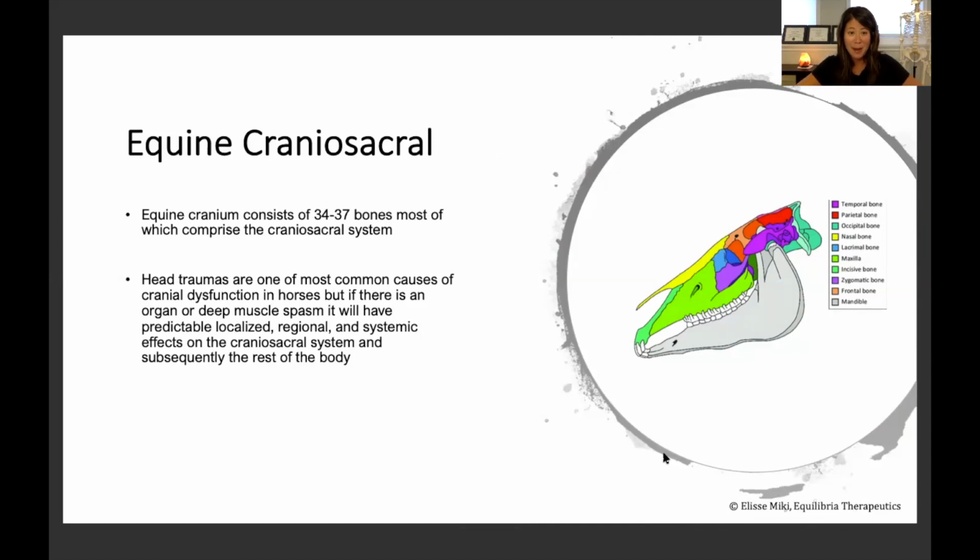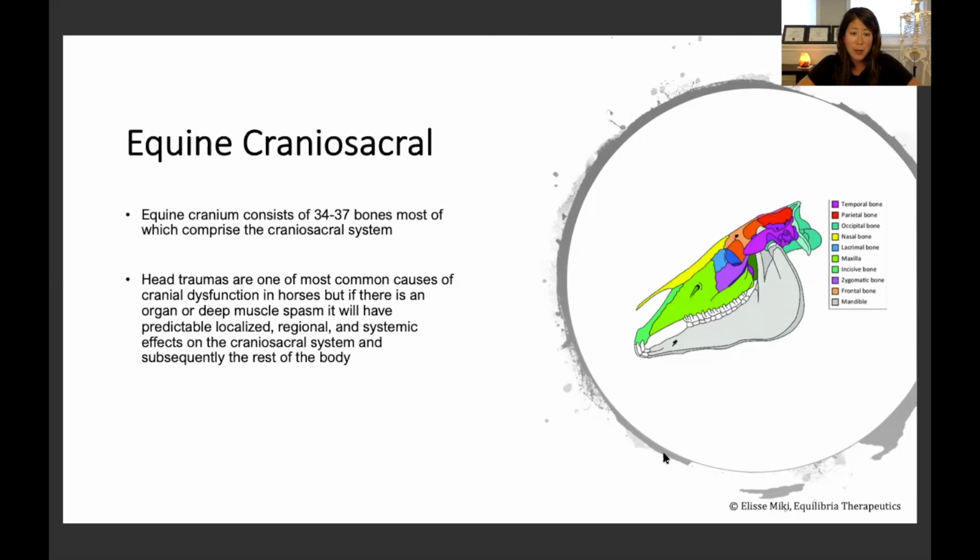Mainly for them, head traumas are the most common cause of cranial dysfunction. Because they're a horse and they're living in different types of environments, whether it be stall or paddock or even out in a herd, they are going to be more prone to these head-on injuries or pullback, tieback sort of injuries, you name it. There's lots of situations our horses can get into. So typically head trauma is the main cause of a cranial issue, but that's not to say that other issues can't be causing that as well.